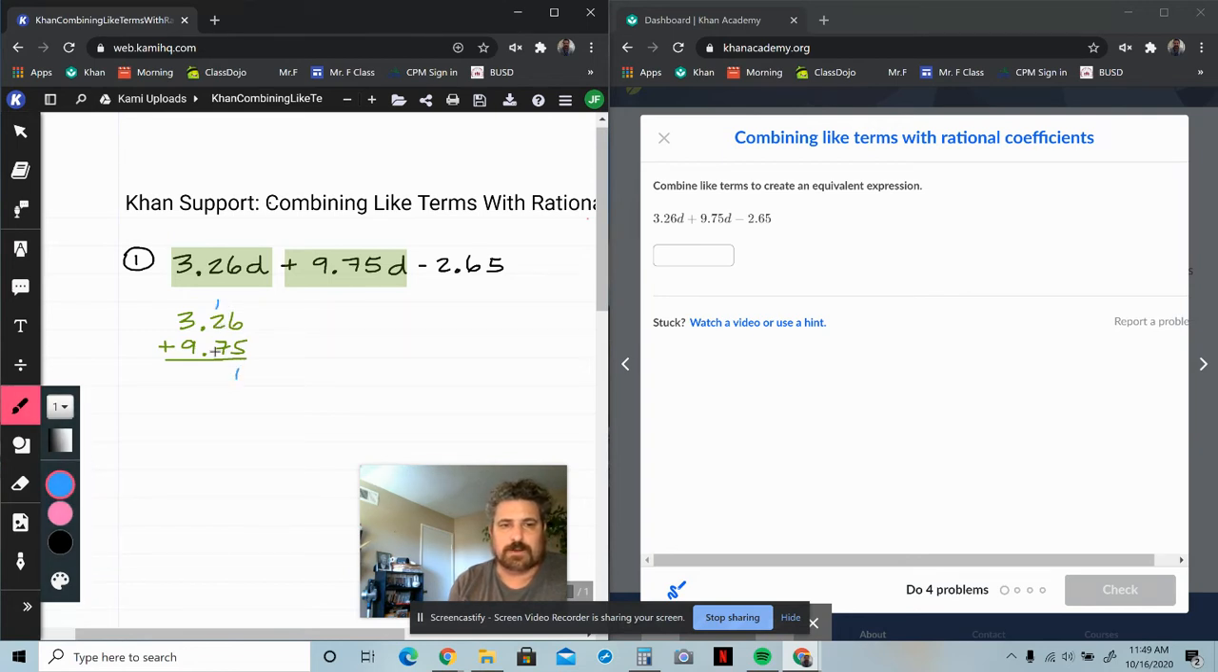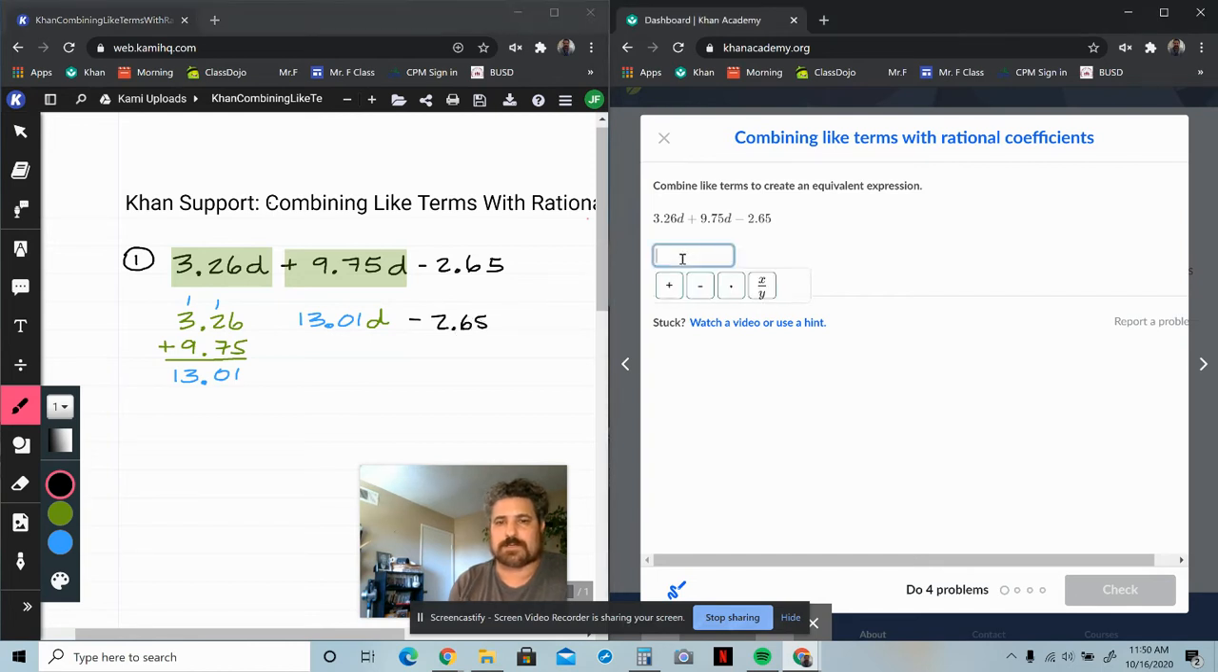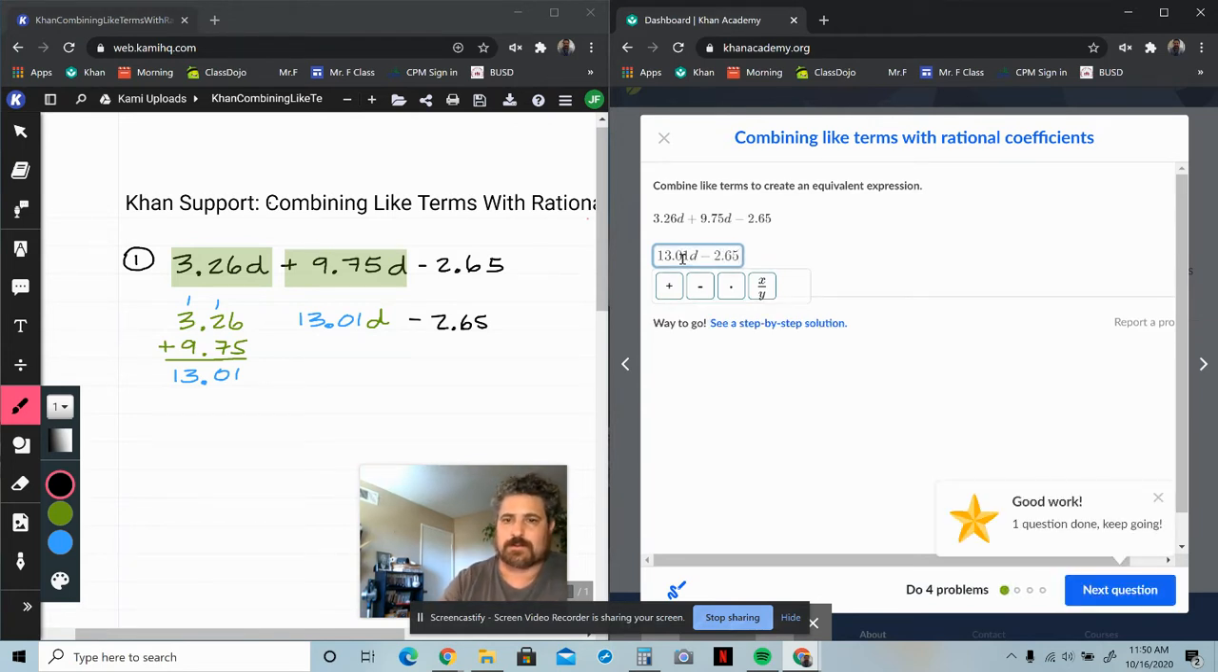What's 1 plus 2 is 3, plus 7 is 10. Carry your 1, bring your decimal down. 3 plus 1 plus 9 is like 10 plus 3, which is 13. So ultimately you get 13.01, which means that your answer is going to be 13.01d, right? And then you're going to be taking away the 2.65. So that's your answer, 13.01d, and then take away 2.65. And that's your answer, okay?